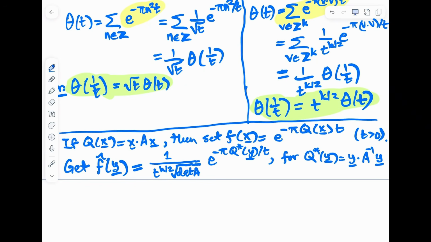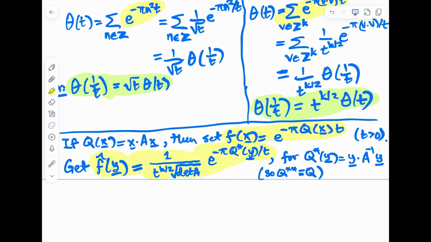If x dot Ax is a positive definite quadratic form for a symmetric matrix A, the inverse of A is also symmetric, and this gives you a second quadratic form. Note, by the way, that if you iterate this operation twice, you go back to the original quadratic form because you just inverted A twice. So here's my function with a general positive definite quadratic form and a positive scaling factor, and there's the Fourier transform. We can make this calculation, and I'll present a discussion of it in the notes.